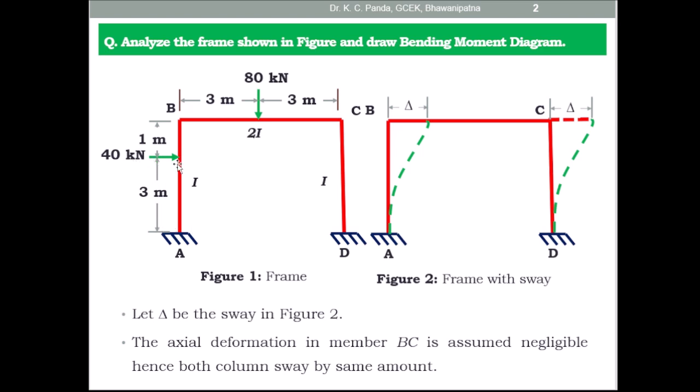Here the load is present eccentrically. So what is the positive moment? You know that in a simply supported beam when the load is present eccentrically, what is the maximum positive moment at the loading point? That is W a b by L, 40 into 3 into 1 by 4.